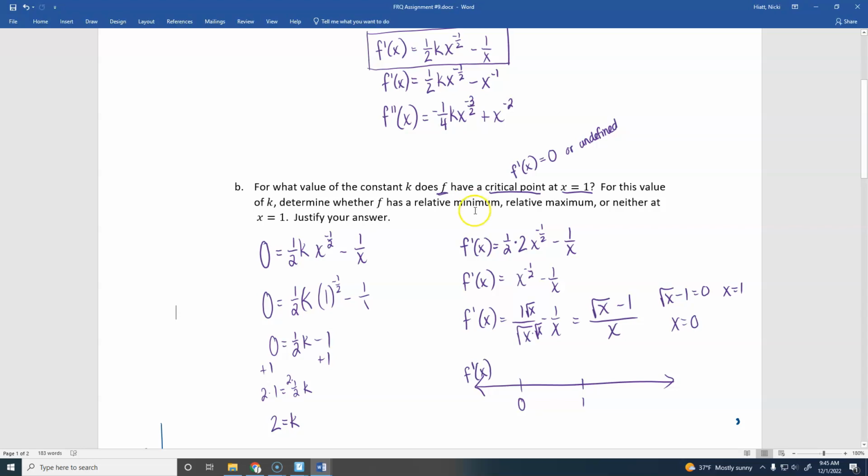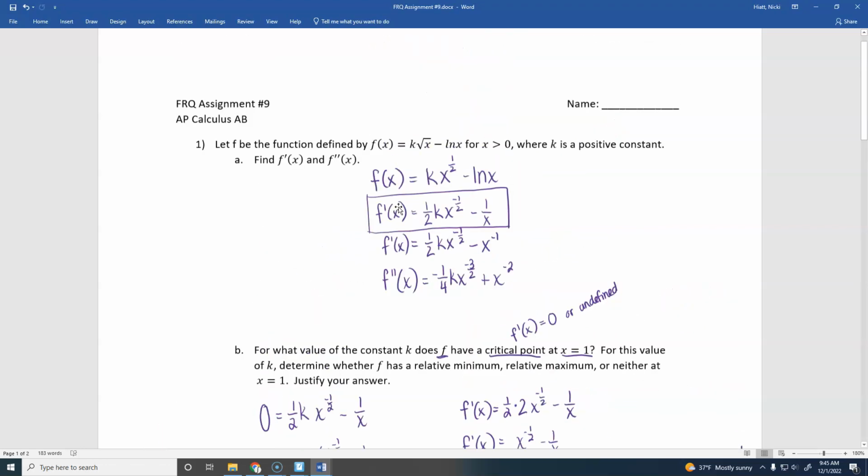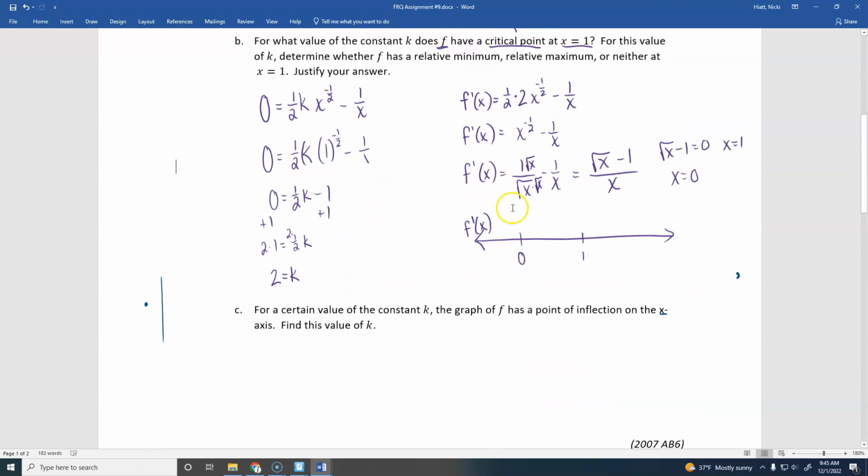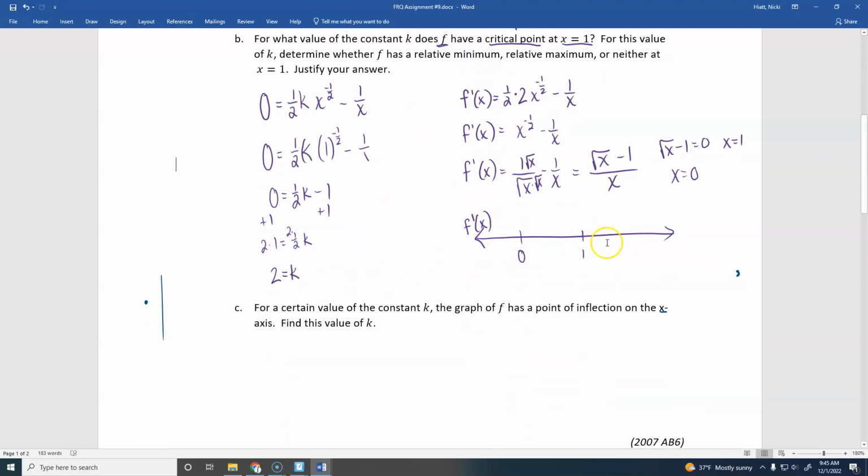I didn't leave myself enough room for a chart. We'll just plug in. So we know, I think the problem tells us that x has to be greater than 0, so we don't need to test anything down here. Plus, we only care about 1, so we just care about either side of 1.